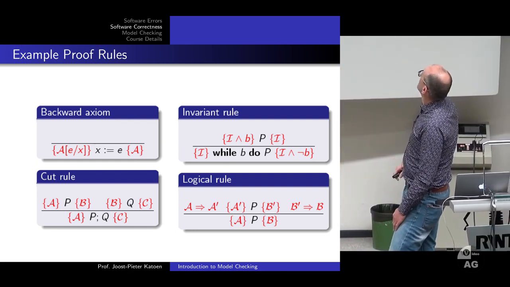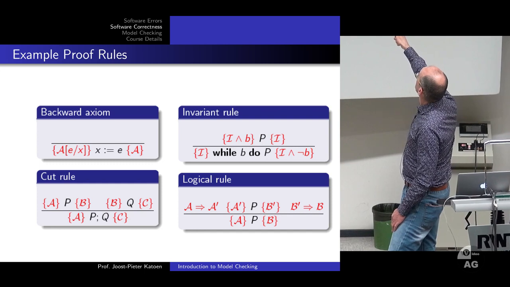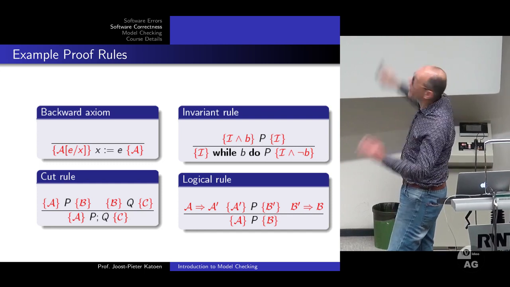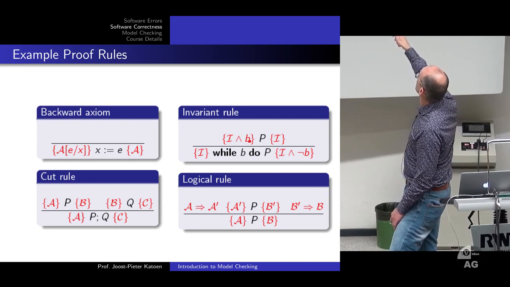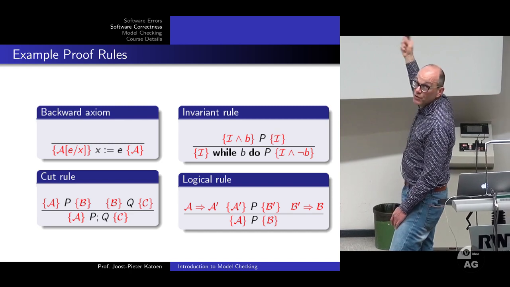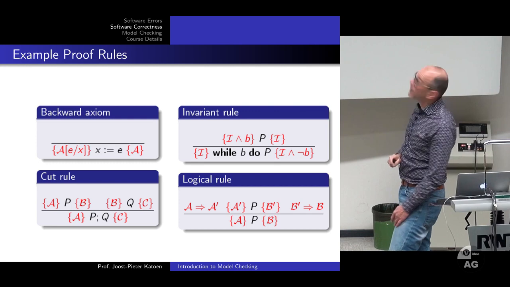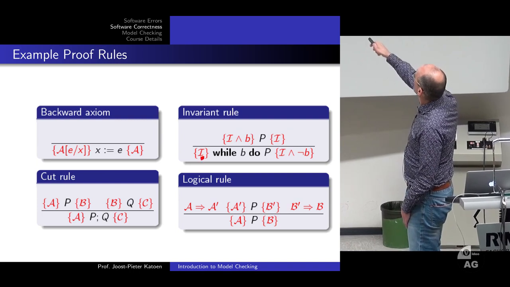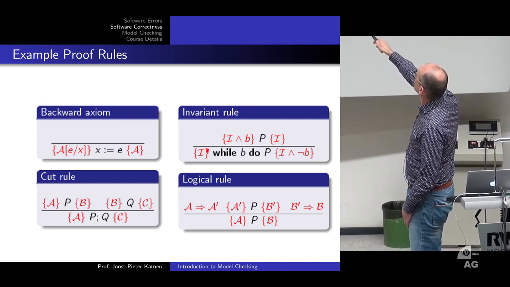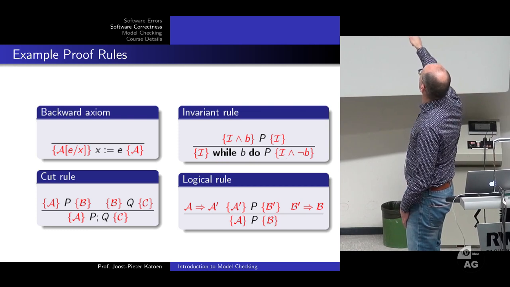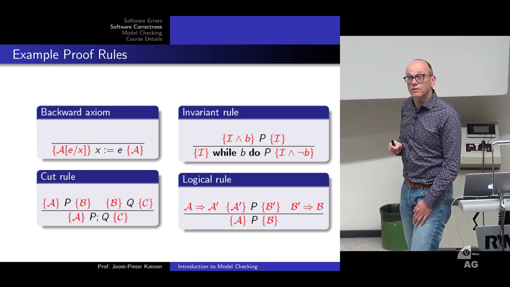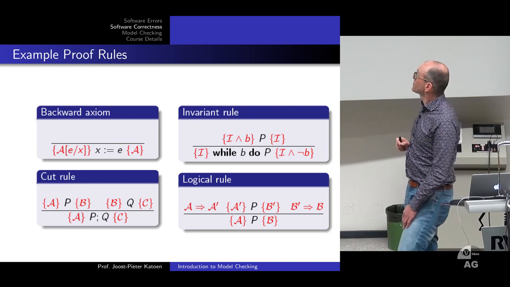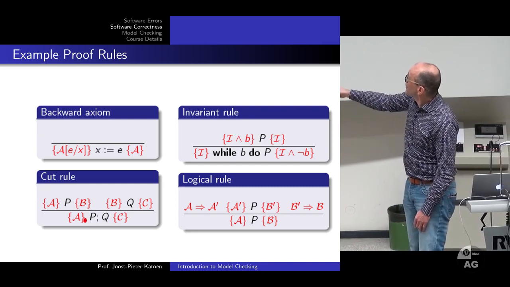Here is something for a loop. Suppose that the loop body is P, and suppose we know that if I stands for an invariant and Boolean condition b holds when P starts, P will terminate and will establish the postcondition, the invariant will still hold. What can you then say about the loop while b do P? Then you can say the following. If the while loop starts in a state satisfying the invariant, then on termination the invariant will still hold, and because the loop has terminated, also the negation of the guard has to hold. Yeah? Good.